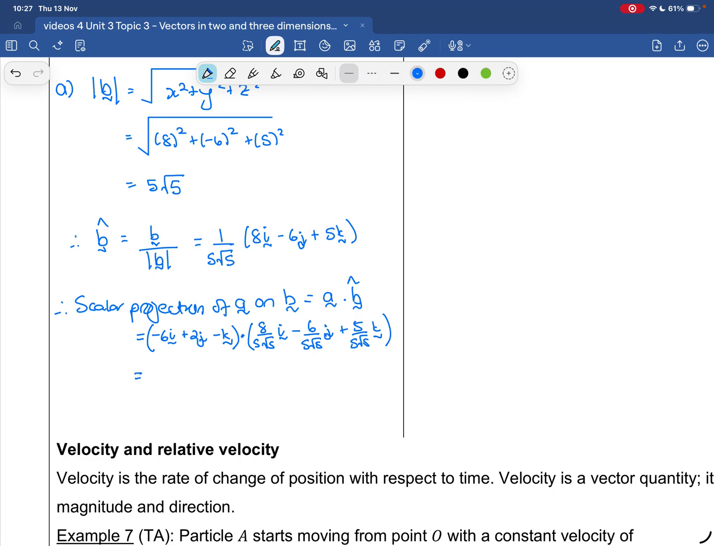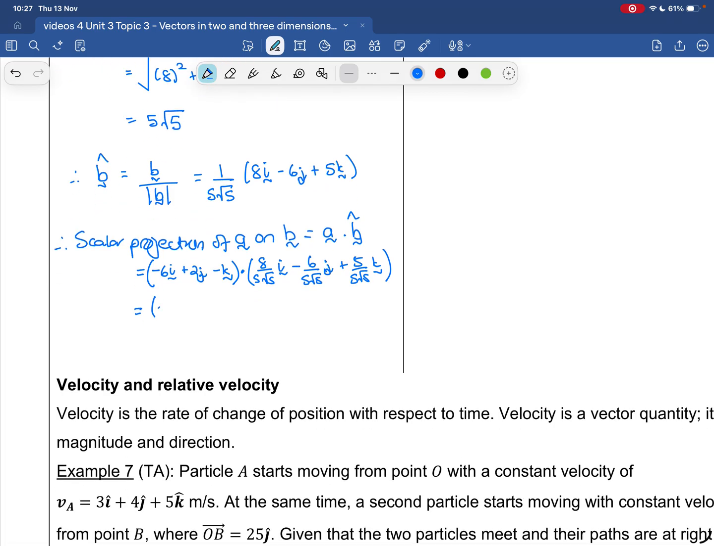And my dot product tells me I'm going to have negative 6 times 8 over 5 root 5, plus 2 times negative 6 over 5 root 5, plus negative 1 times 5 over 5 root 5, and that value is going to be negative 13 root 5 over 5. I have already rationalized that number.